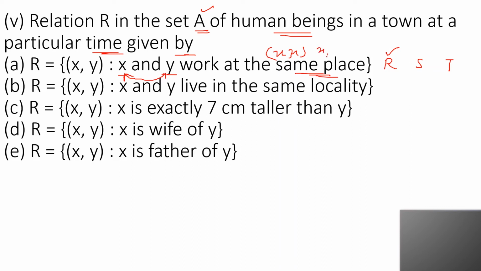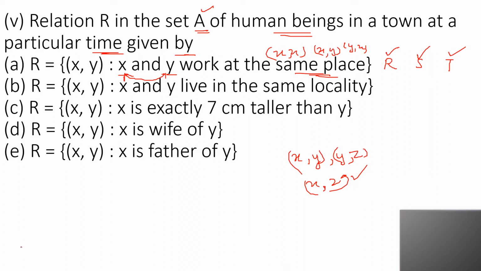Next, if X is working with Y, can we say that Y is working with X? Definitely, and it is true for all also. It is symmetric also. Third, is it transitive? Transitive means if X is working with Y and Y is working with Z, can we say that X is working with Z, for all? Yes, it is true for all, therefore it is transitive also.